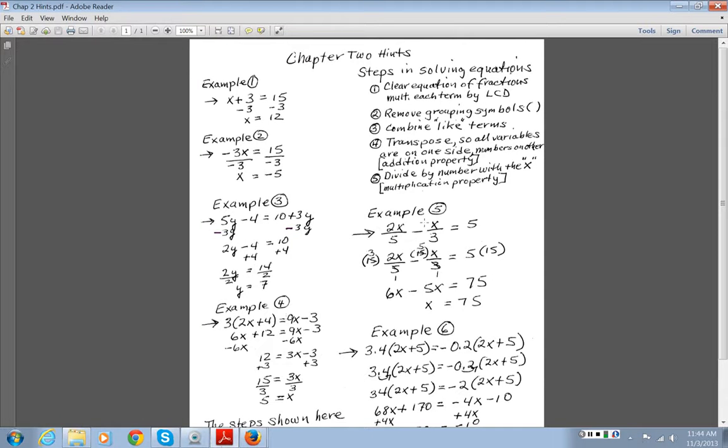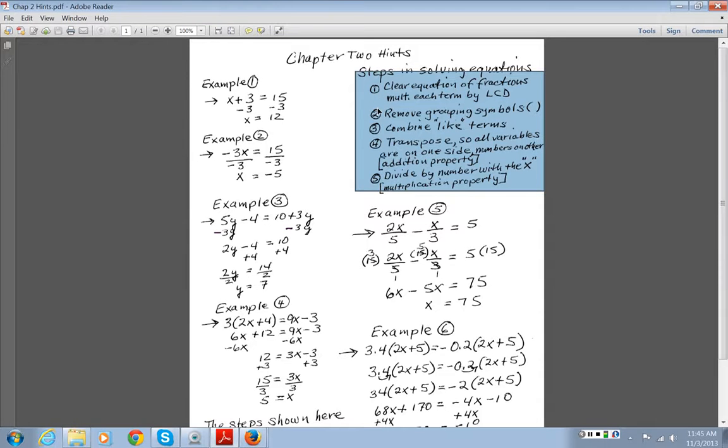Okay, what we're going to do today is take a look at some hints that I've organized for Chapter 2, Solving Equations. Now, there's a series of steps that I've put over here, and I'll highlight them, for solving an equation.